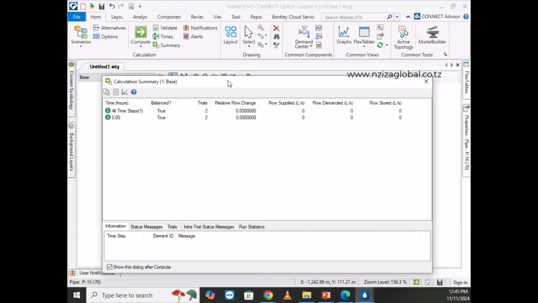After you validate, you compute. When you compute, water is going everywhere, even in the wrong direction. Now you start sizing. We are together, so we get the process now.